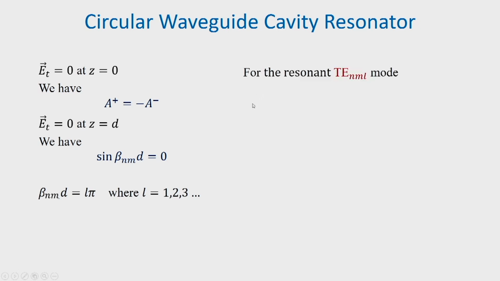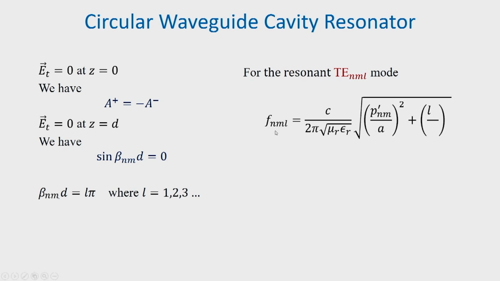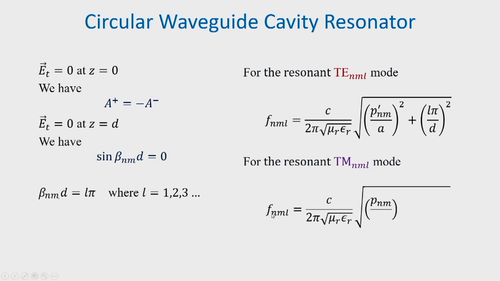and therefore, for the resonant TE nml modes we have the resonant frequency given by f nml is equal to c by 2 pi root mu r epsilon r times square root of p prime nm by a whole square plus l pi by d whole square, and for the TM nml mode we have f nml is equal to c by 2 pi root mu r epsilon r times square root of p nm by a whole square plus l pi by d whole square.